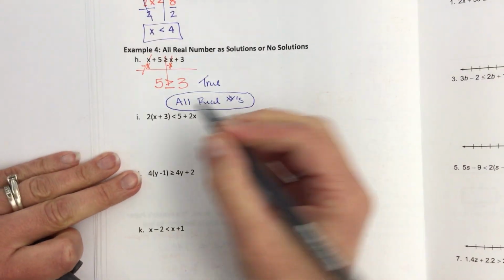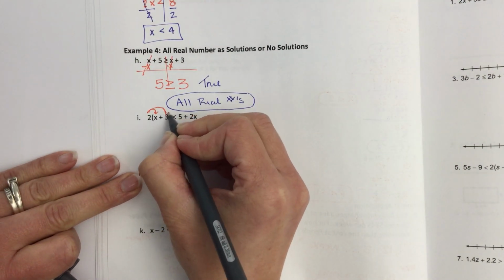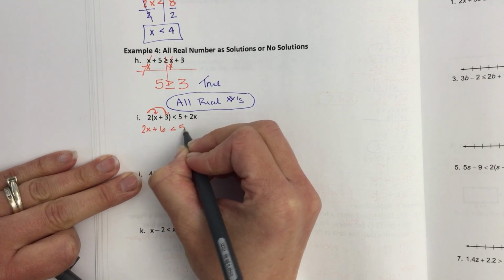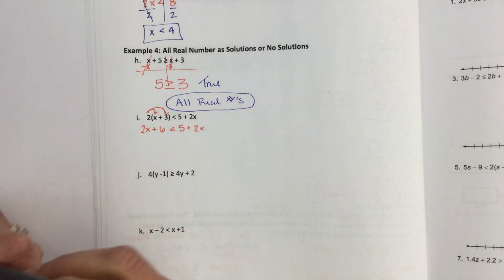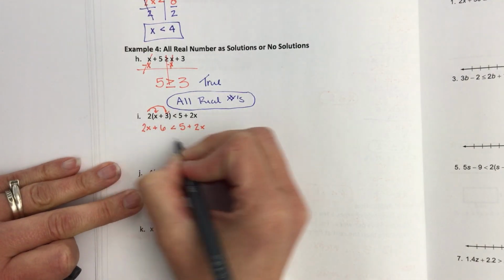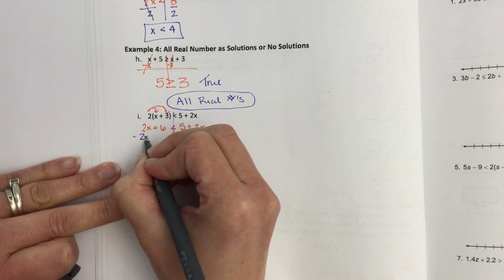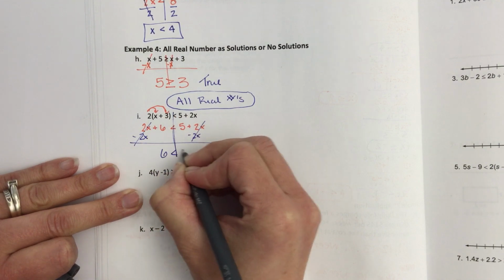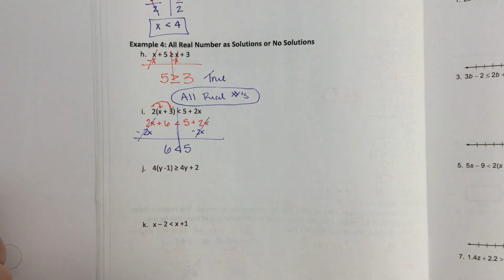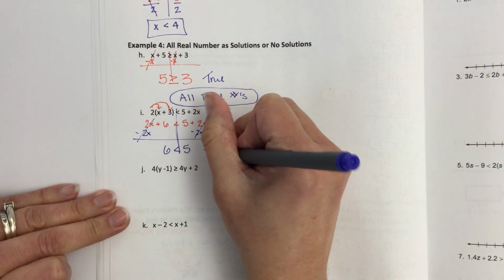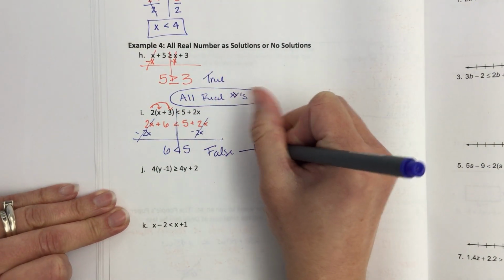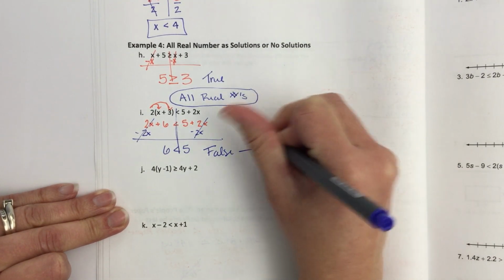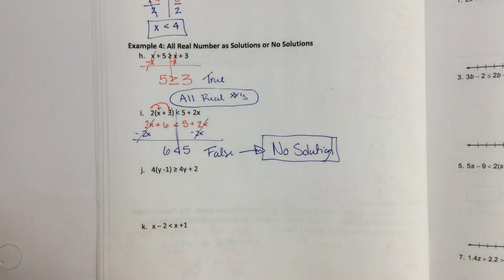Okay, so the next one here, simplify first. So 2x plus 2 times 3 is 6. Okay, and then I'm going to still put that line there, subtract 2x from both sides. And right away I notice that it cancels out. Now is 6 less than 5? No, this is false. So that means that this is a no solution. There's no value for x that you can put in there to make it true.